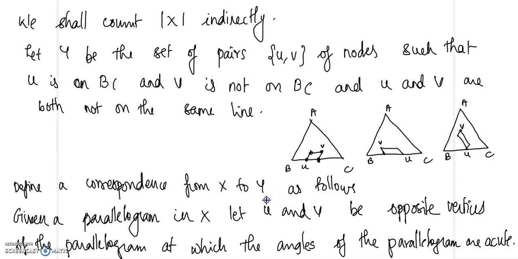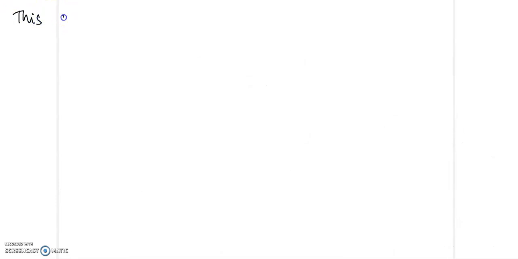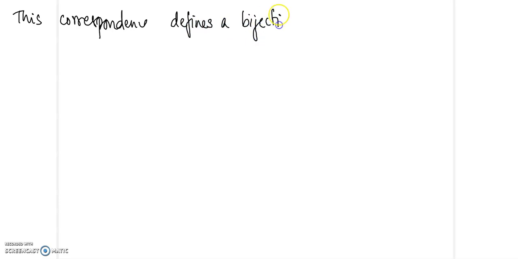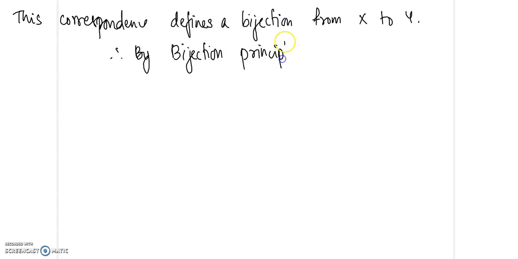Now in order to find the cardinality of X, it is enough to count the cardinality of Y. We need to find out how many elements there are in the set Y. This correspondence defines a bijection from X to Y. So by the bijection principle, the cardinality of X will be equal to the cardinality of Y. Now let us count the cardinality of Y.